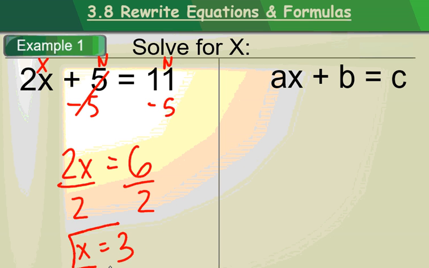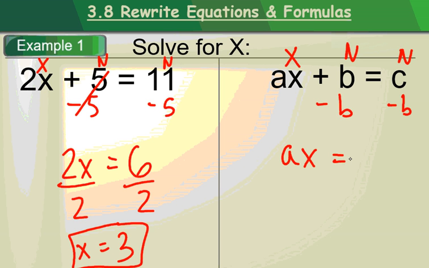Now let's use those same steps we just did over here. What was the first thing I did? I had my x terms and I have my not x terms, my other variable terms. My first step is to get my not x terms to the same side, because there is no simplify step here. There's no distribution. There's no like terms on the same side. So how did I do this? I subtracted b. In this case, b was a 5, so I subtracted 5. I then have ax equals c minus b, which I can't simplify, so I just write c minus b.